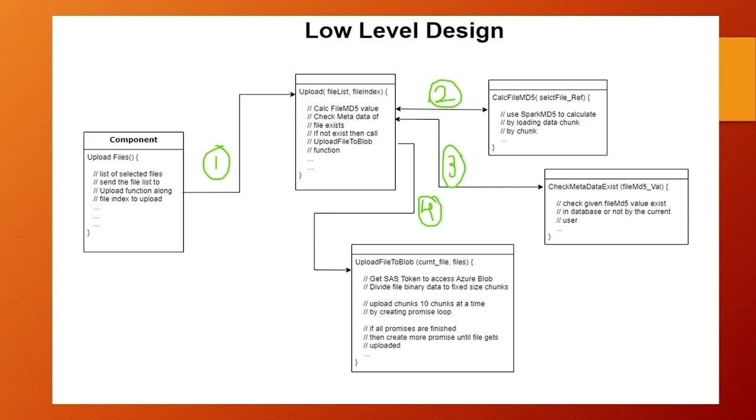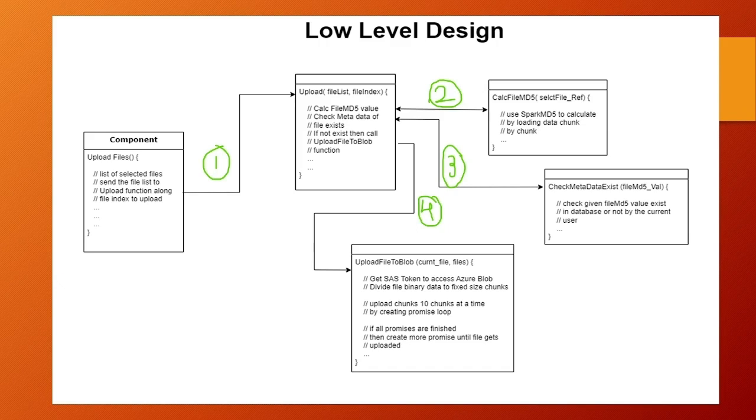Now, a file can be very large, right? So we can't load the entire file into memory. For this, we load the data chunk by chunk, which prevents our web browser from getting stuck or running out of memory. Then, in the third step, we have one more function which checks the metadata existence. For this, we call our backend, and the backend queries our database to see whether a particular MD5 value exists for the current user.